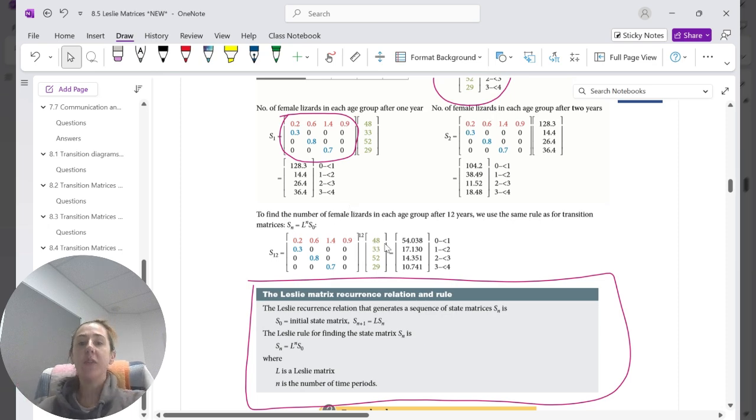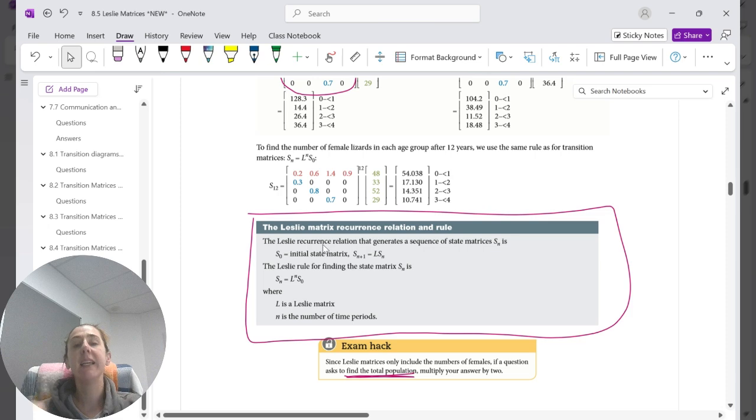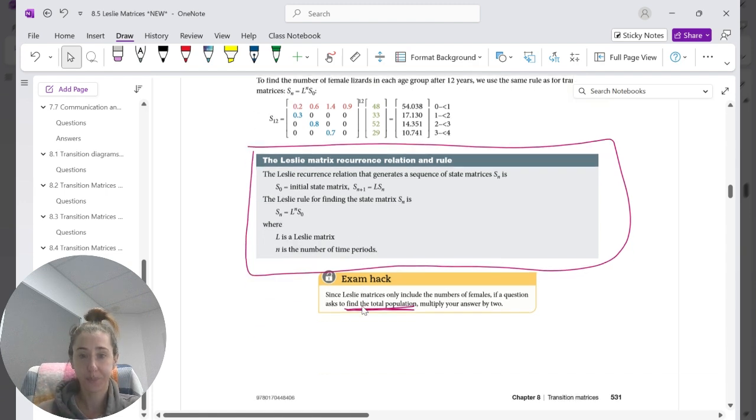So to find the number of female lizards in each age group after 12 years, we're going to use the rule. So that's where we would find for the S of 12, we're going to raise our Leslie matrix in this sense to the power of 12 because we're going after 12 years, multiplied by our initial state to get how many lizards will be in each age category. Please have these written in your notes. Know how to use them and understand the difference between recurrence relationship and the rule.